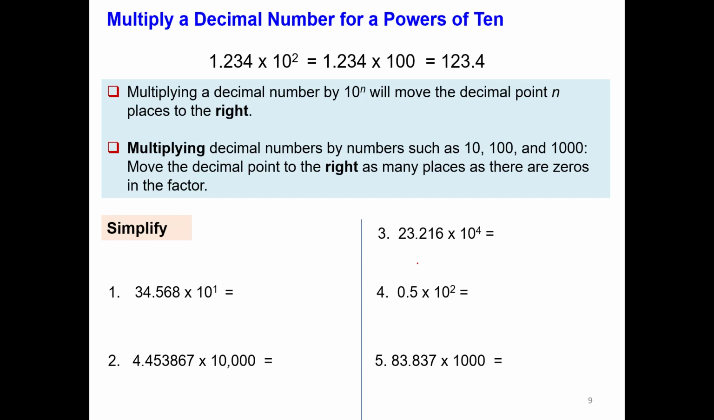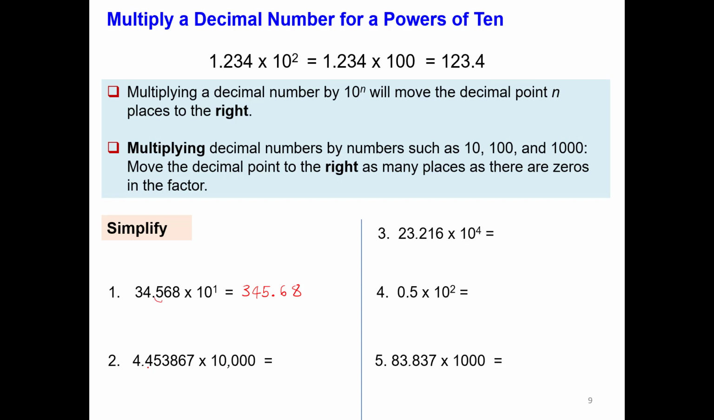In this case, the exponent is 1, so we need to move the decimal 1 place to the right. Then the answer in this case will be 34.68.